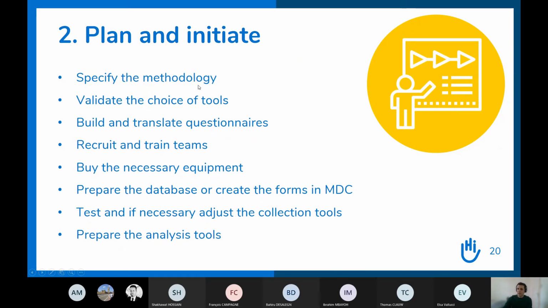Then you have to prepare the database. Once again, it really depends on the type of collection. If you are in mobile data collection, you have to just create the forms, and that's something that we will discuss tomorrow with François. And if you are going to use paper data collection, then you need to create a database. Usually we do an Excel database, but there are some other tools that can work too.